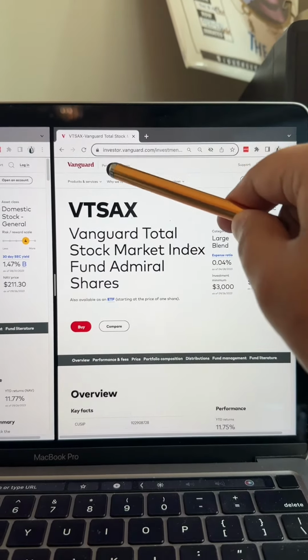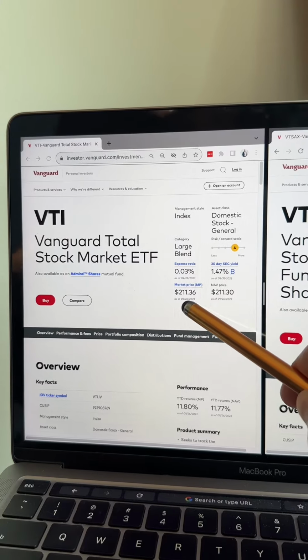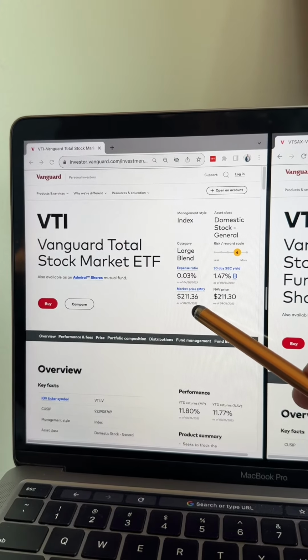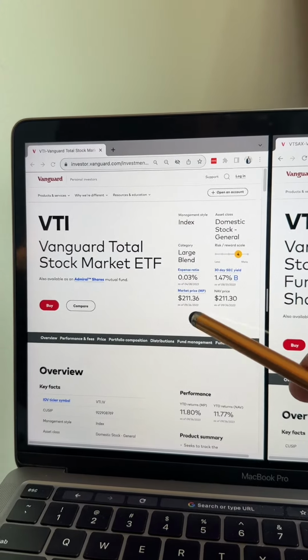The second biggest difference, as you can see here, is that VTSAX has an investment minimum of $3,000. So if you don't have a minimum of $3,000 to invest, you can't buy this mutual fund. Meanwhile, VTI has no investment minimum and you can buy one share for $211 currently. And even if you don't have $211 to invest in this fund, most brokers will allow you to buy fractional shares of this ETF.